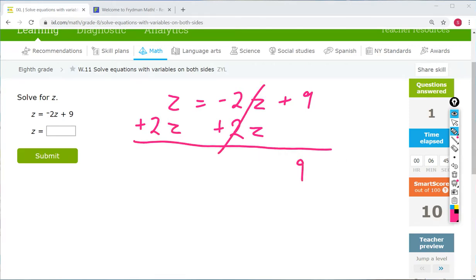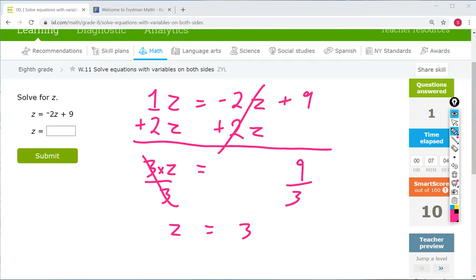So that cancels, and I get 9 equals, this is like 1z, so 1z plus 2z is 3z, and then this is multiplication here, so I need to divide both sides by 3 to cancel this out, and I get z equals 9 divided by 3 is 3.